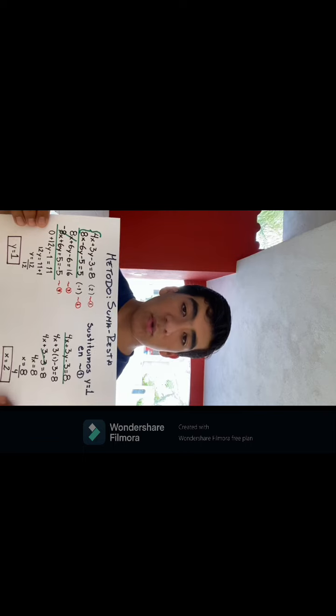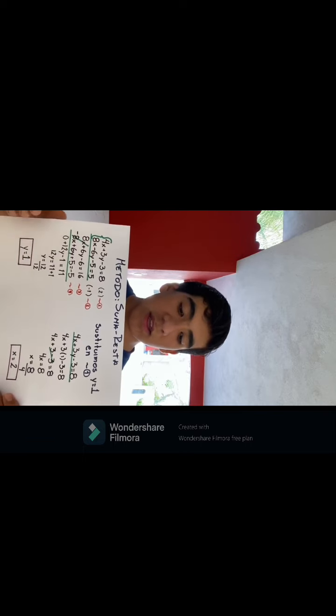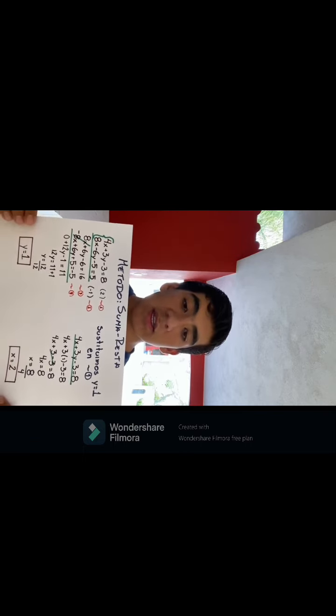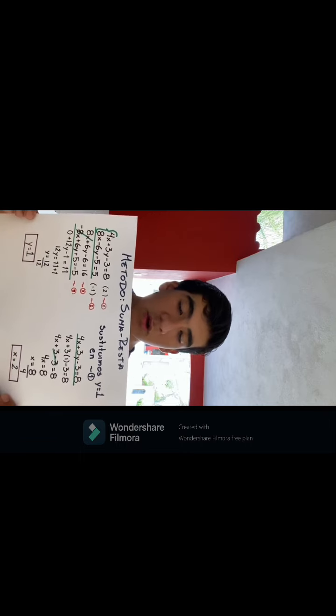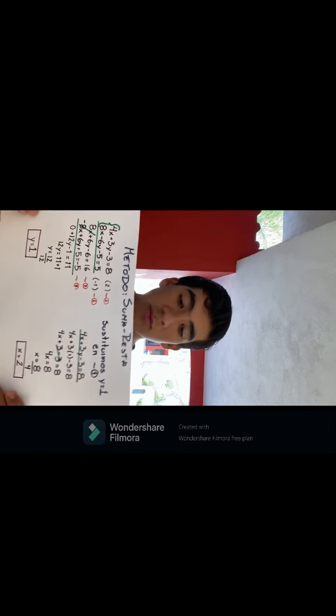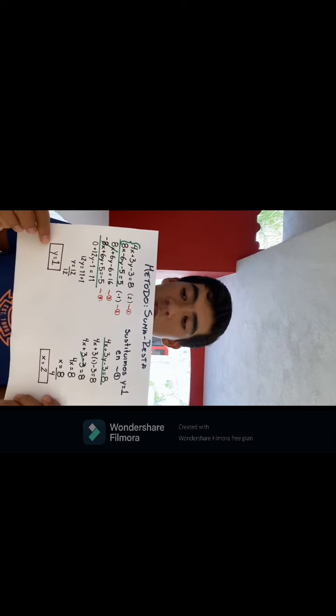We pass what is multiplying to the other side, x equal 8 divided by 4. After division it gives us a result of 2. Therefore, the value of x is 2.